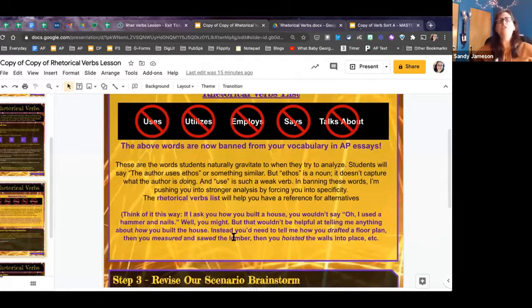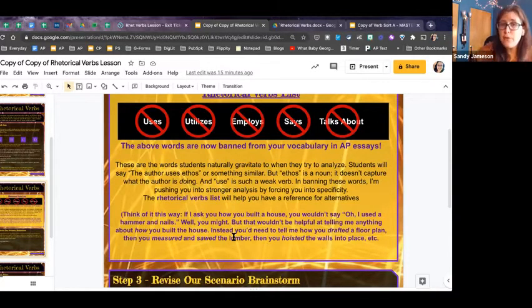All right. And so one last thing about the importance of verbs. This is a metaphor that I didn't come up with, but I really like. If I ask you how you built a house, you wouldn't say, oh, well, I used a hammer and nails. I mean, maybe you did, but that's not helpful at telling me anything about how you did it.